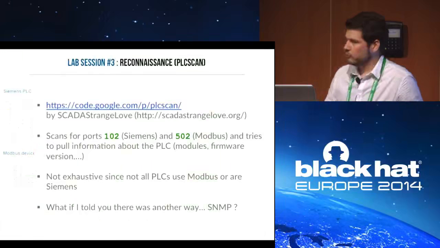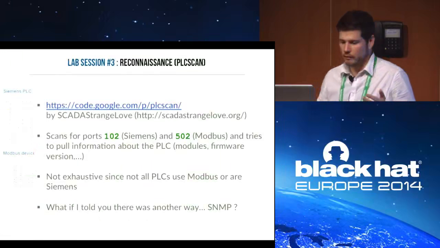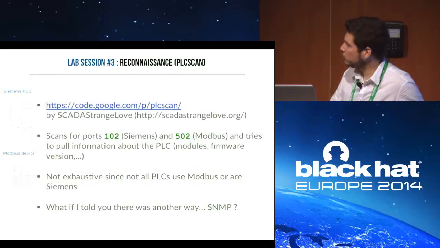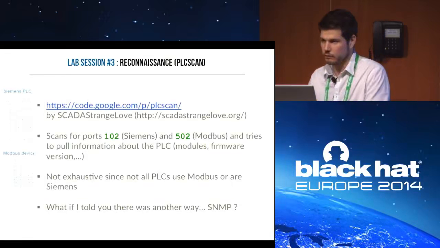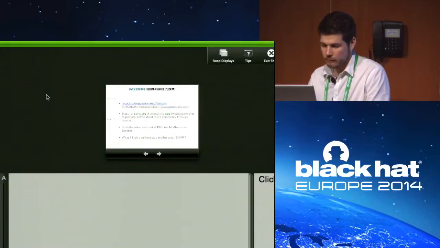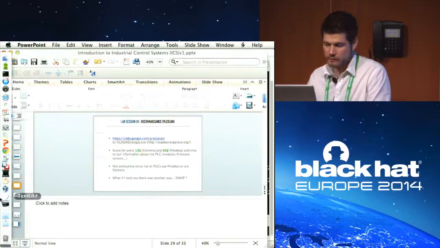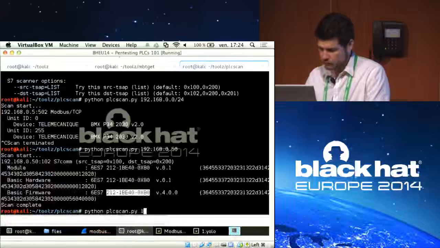Okay, so we just saw two different ways of identifying PLCs on the network. There's a third way, which is called SNMP, and I'm going to show you how. Actually, by default, the PLC responds to SNMP requests.